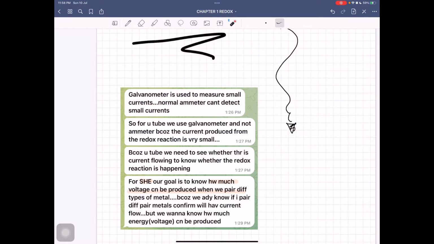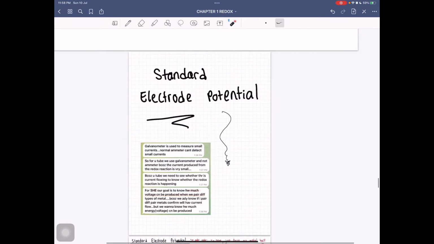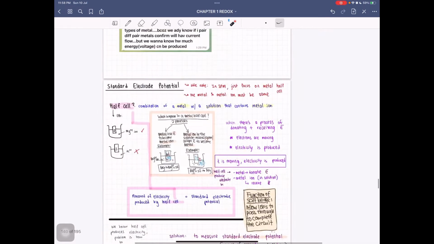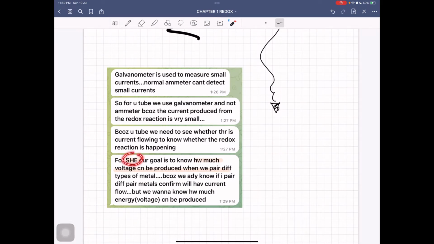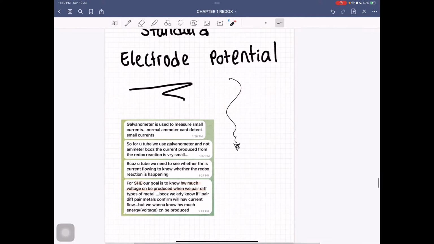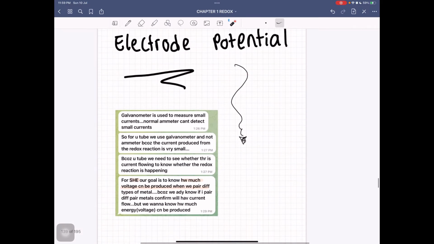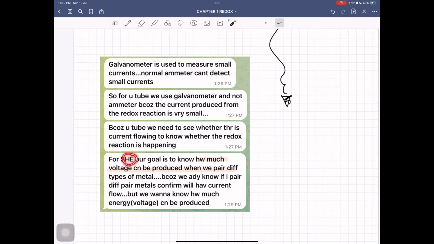So in the U-tube, we use a galvanometer, not an ammeter, because the current produced from the redox reaction in the U-tube is very small. That's why, for standard electrode potential, we use a voltmeter. For the standard hydrogen electrode, which is under this standard electrode potential, we just call it SHE for short.